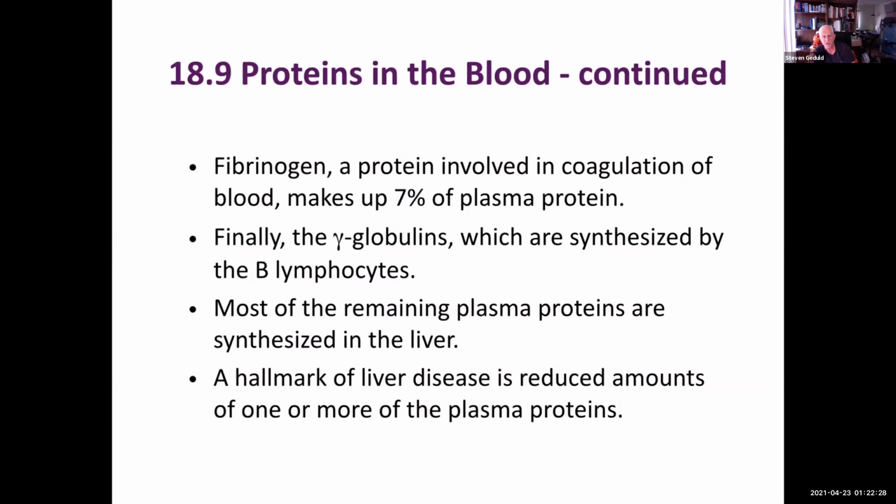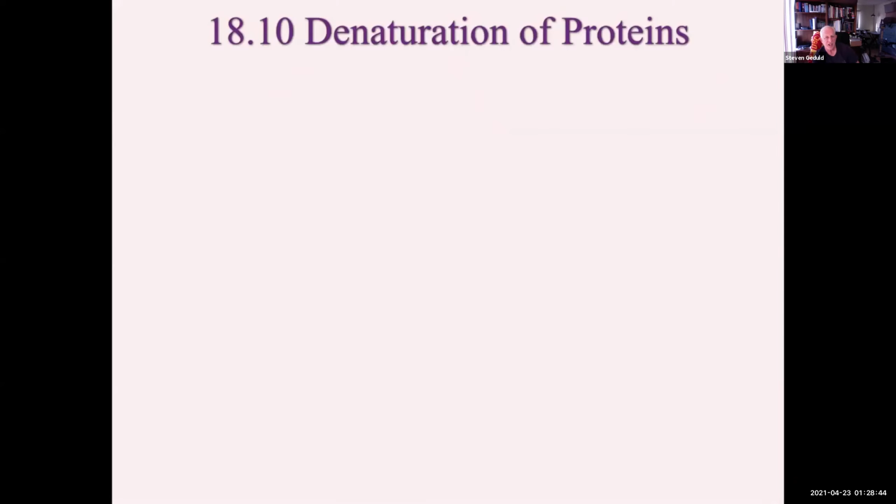Most remaining plasma proteins are synthesized in the liver. A hallmark of liver disease is reduced amounts of one or more of the plasma proteins. That's how we do a CBC, a complete blood count, and you look at the amount of plasma proteins. And if there's a decrease, one of the first things you're going to look at is for liver disease in your patient. Denaturization of proteins.